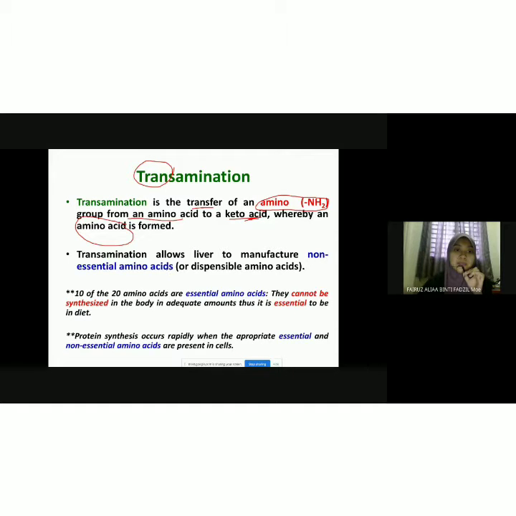So what is the importance of the transamination? Transamination will allow the liver to manufacture non-essential amino acids. Okay, this is important in your exam.